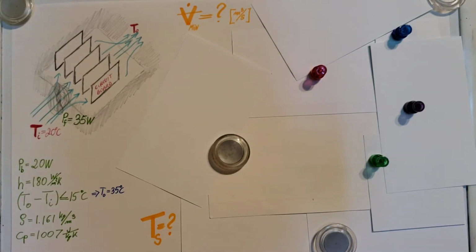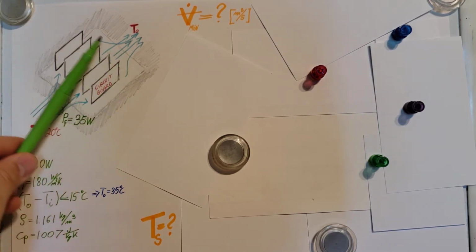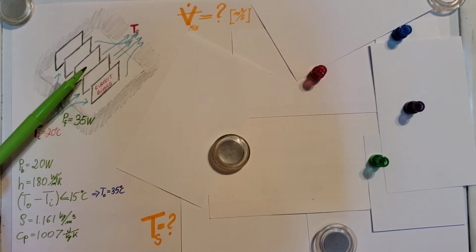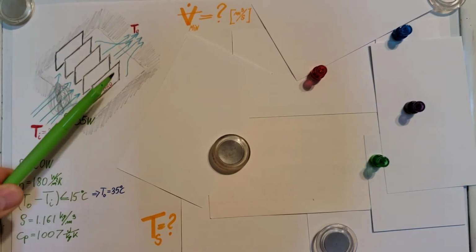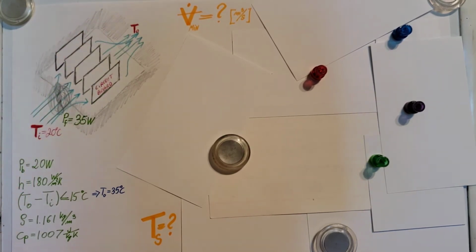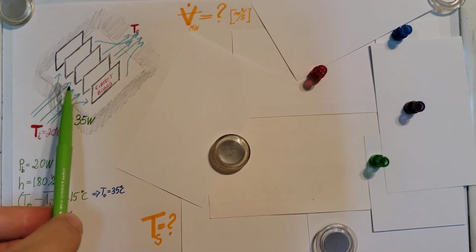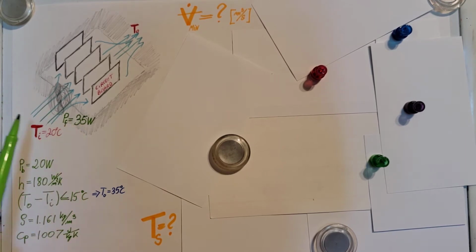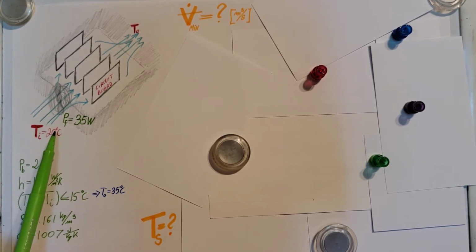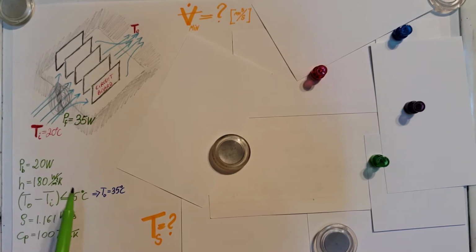This is a heat transfer problem, and we are working with a computer setup where we have this enclosed box and it has 5 circuit boards inside it. Now we also know that we have a fan that pushes air through this box and it comes out on the other side. We know that the power consumption of this fan is 35 watts. We know that the inlet temperature is 20 degrees Celsius. We know that the difference between the inlet and outlet cannot be more than 15 degrees Celsius.